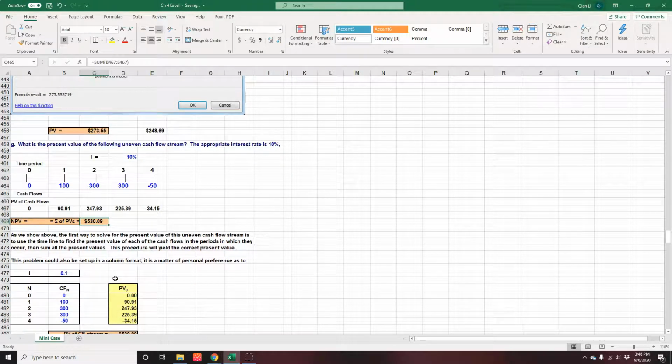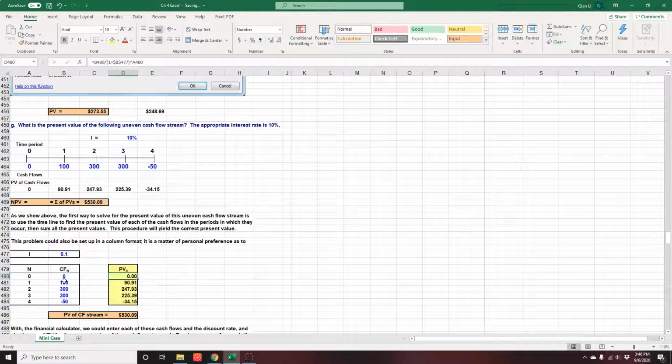Apparently, this is also very time consuming. You can set it up in a column, so 1, 2, 3, 4 years, each year, with the cash flows. The good thing about setting it up this way is you can just copy and paste the formula. So as long as I have the formula of this first one set up correctly, now I can just copy and move over, and I don't have to type the formula one by one. For each one, I just copy the formula over.